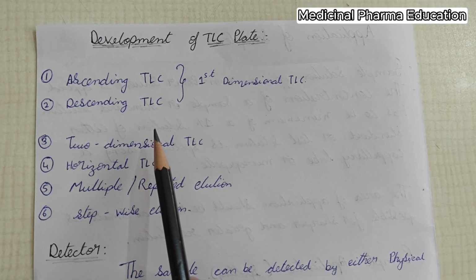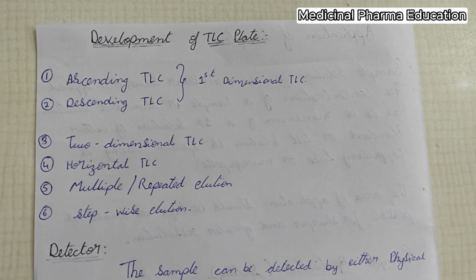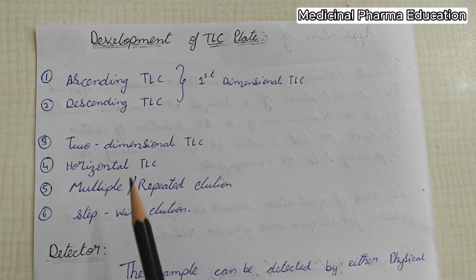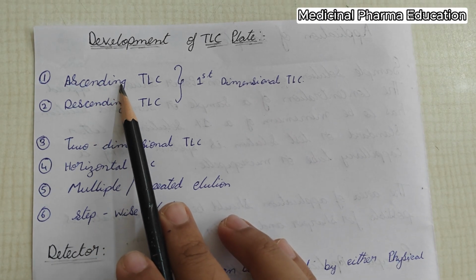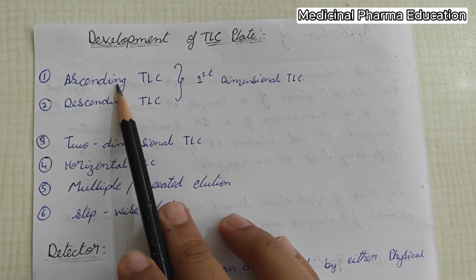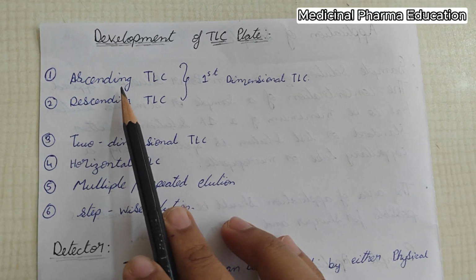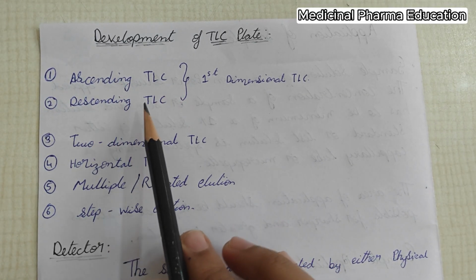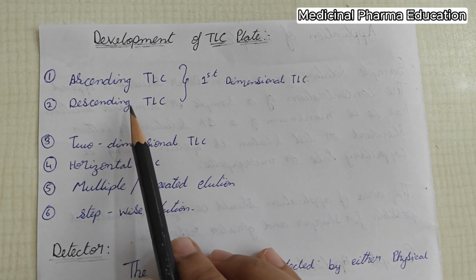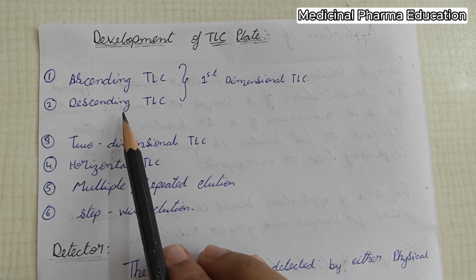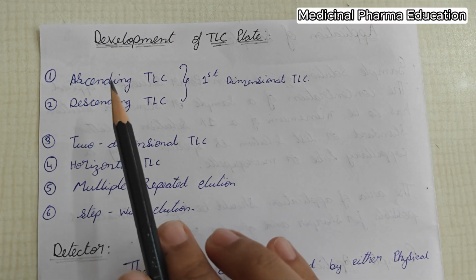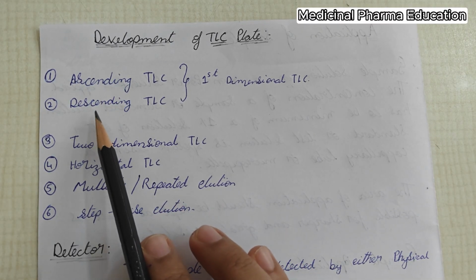I hope you have seen my previous video. If you have not seen it, just go and see the previous video, and you will understand better. Now I'll explain in a shorter way. Ascending is nothing but the mobile phase is at the bottom and it moves from down to up. I'll show you the diagram if possible. Ascending chromatography. Then descending chromatography, the mobile phase is kept on the top and moves from top to bottom, with the gravitational force. Ascending is against gravitational force, and descending is with the gravitational force.